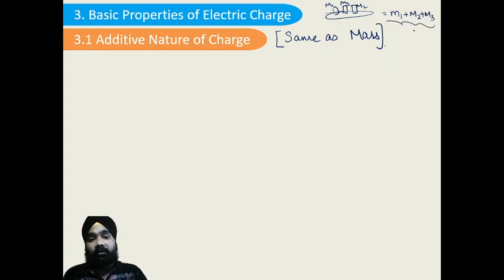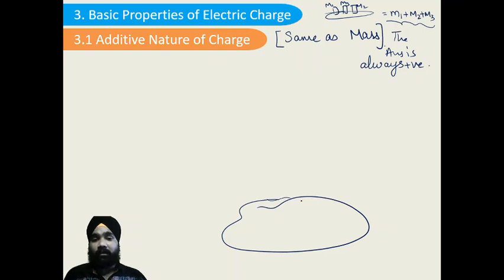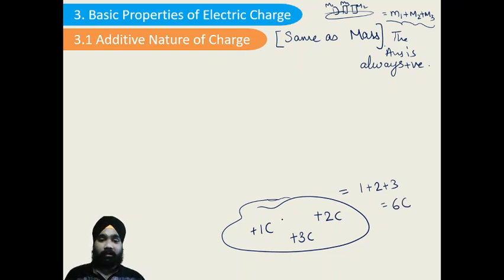Now what is the meaning of this? The meaning is the answer is always positive. But if you consider charges, similarly, this is a system on which we are keeping the charges. So plus 1 coulomb charge is present over here, here plus 2 coulomb charge is present, here plus 3 coulomb charge is present. Then what is the total charge? 1 plus 2 plus 3, and the answer will be 6 coulomb. So a total of 6 coulombs will be present.